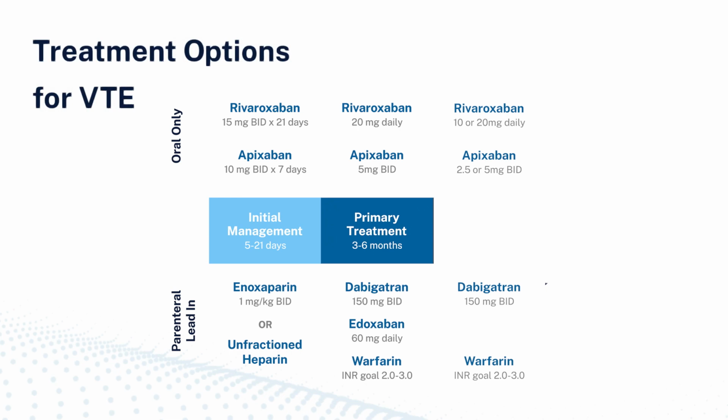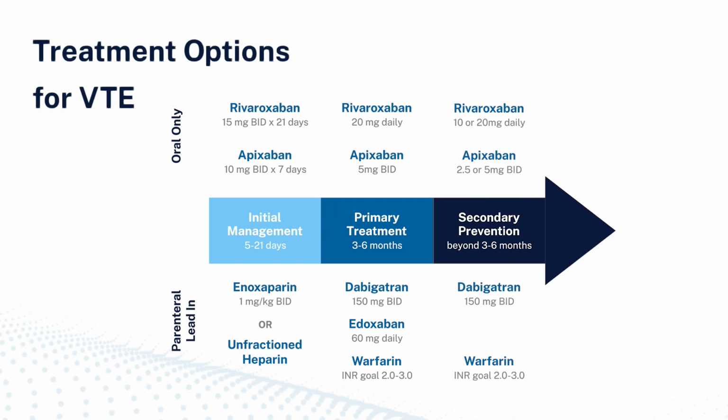So this is where we use rivaroxaban, 20 milligrams just once a day, or we use apixaban, 5 milligrams twice a day. Now, after patients complete their primary treatment, again, that's going to be about 3 to 6 months, many, but not all patients will continue into a secondary prevention phase. And that really goes beyond those initial 3 to 6 months.